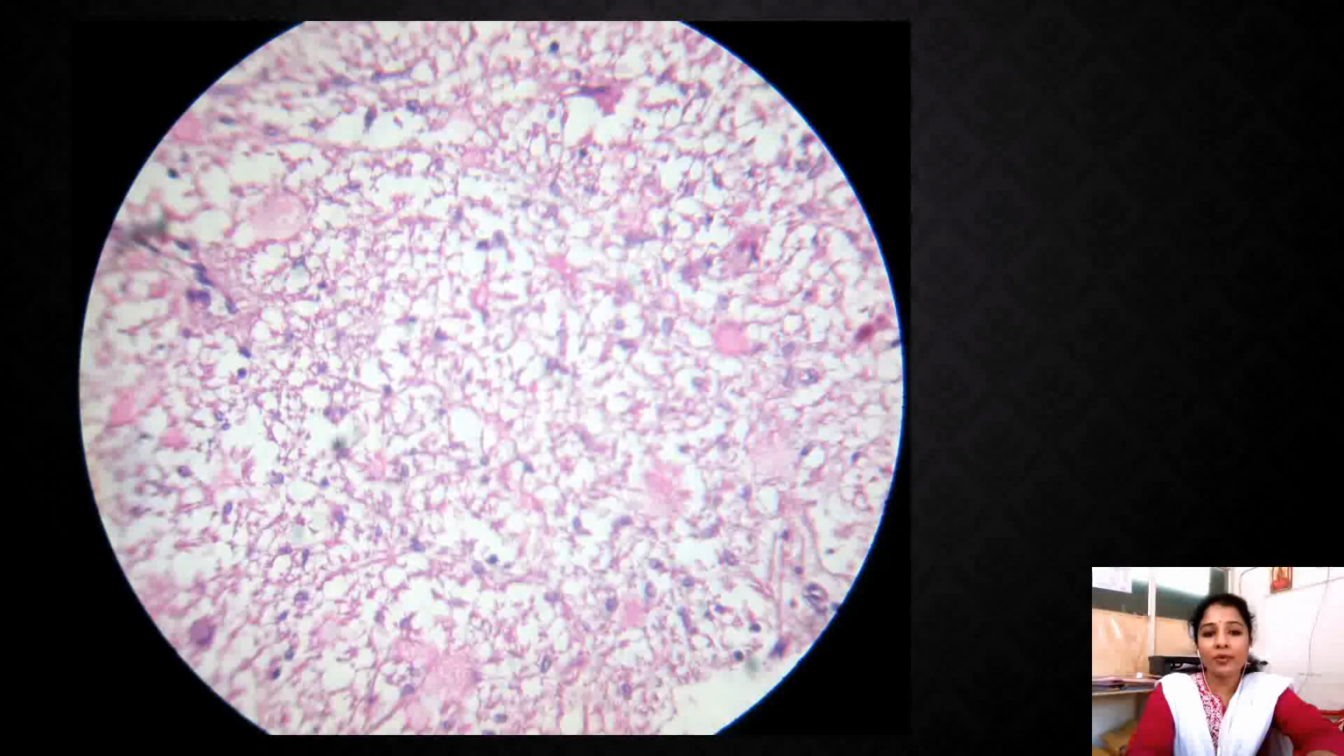This is neurohypophysis, which is quite pale, and we can see a lot of nerve fibers. Some blue dots here are the nuclei of pituicytes or the neuroglial cells present in the posterior pituitary or neurohypophysis.